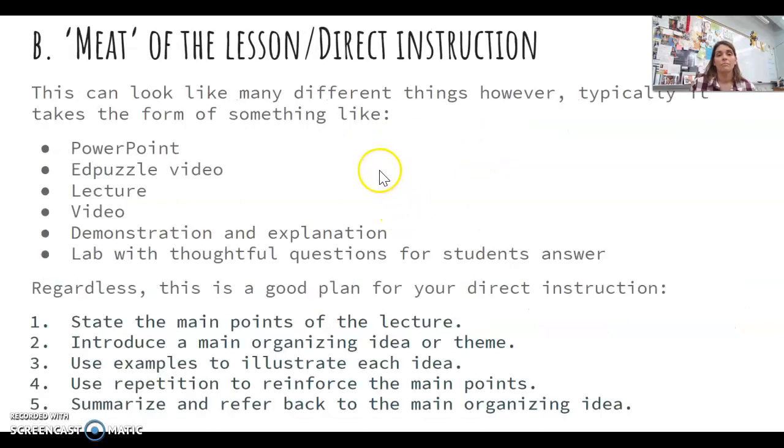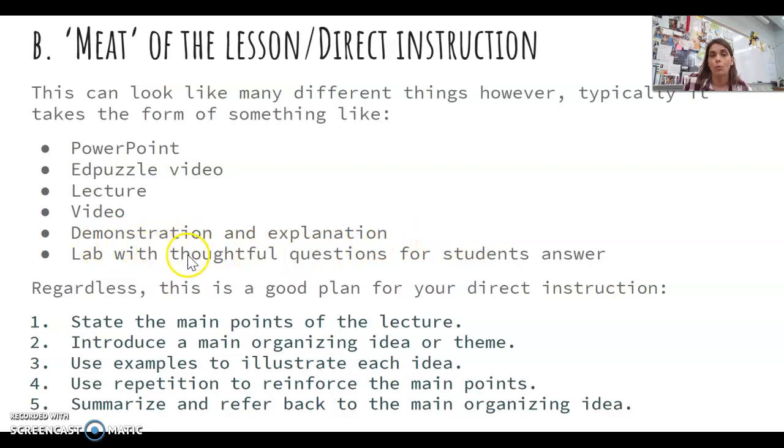Then you're going to move on to the meat of the lesson. This may be a PowerPoint, a video, a lecture, an EdPuzzle video where they're answering questions, a demonstration, explanation, a lab with thoughtful questions. And a lab's a little bit different sometimes because the kids are doing a lot of the work in the middle of the lesson to learn something. And if that's the case, which is perfectly fine, you want kids to be doing the bulk of the work, you definitely want your review to mean something.